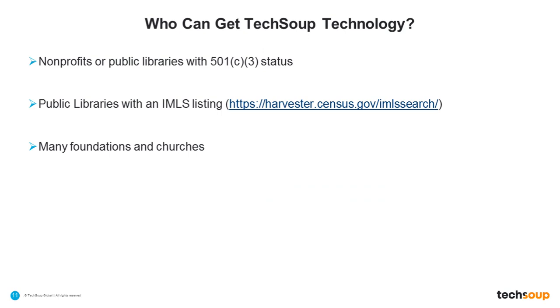And just quickly covering who can get tech donations: nonprofits and public libraries with 501c3 status, public libraries that are listed in the IMLS database, many foundations and churches. Now, the criteria for who can get what depends on a variety of factors that our donor partners help establish. So they may say that you are eligible for these programs if you have a budget of a certain size or less, or they may say if you serve a specific type of community. So this isn't an open slate for everyone to get everything for all the programs. So I do recommend looking into the eligibility requirements and restrictions on any of our programs, but there is a lot available to a lot of organization types. So keep that in mind.